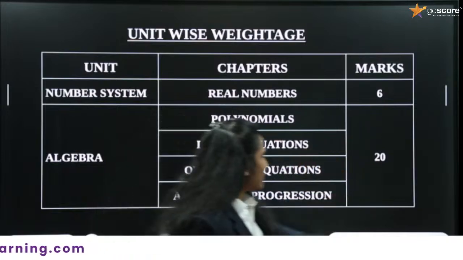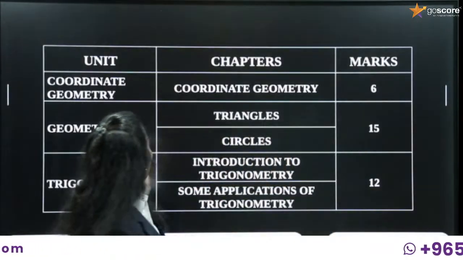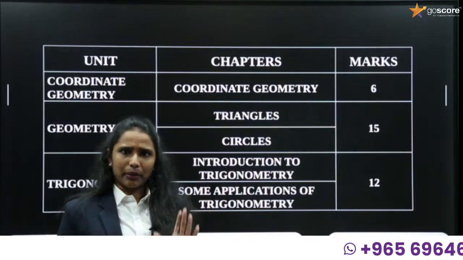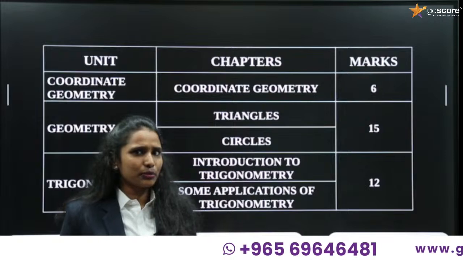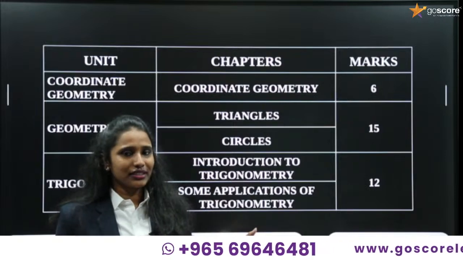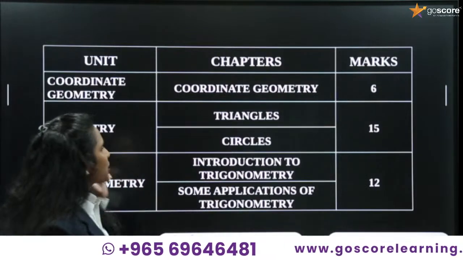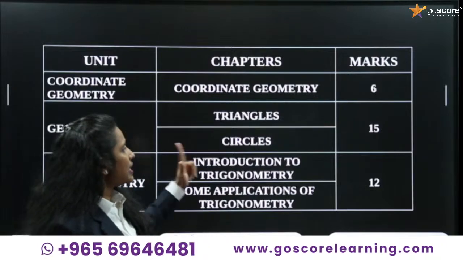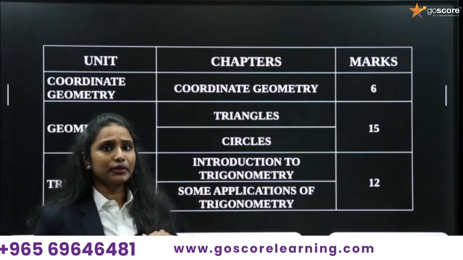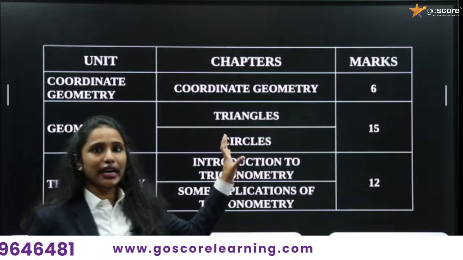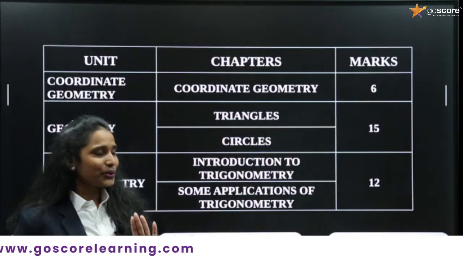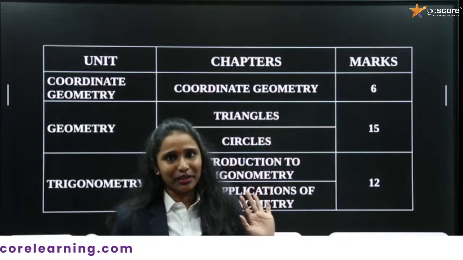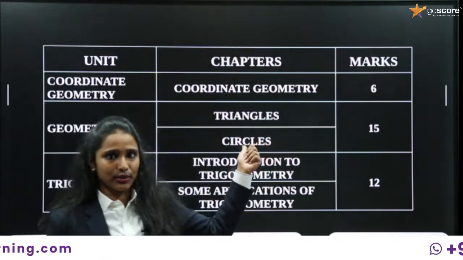Next, coordinate geometry, 1 chapter, which has 6 marks. Simple, our distance formula and section formula, you are familiar with. And now geometry: triangles and circles, 2 chapters. I know you guys have some difficulty in triangles and circles, but don't worry, you are here. It carries 15 marks, so you have to focus there also.